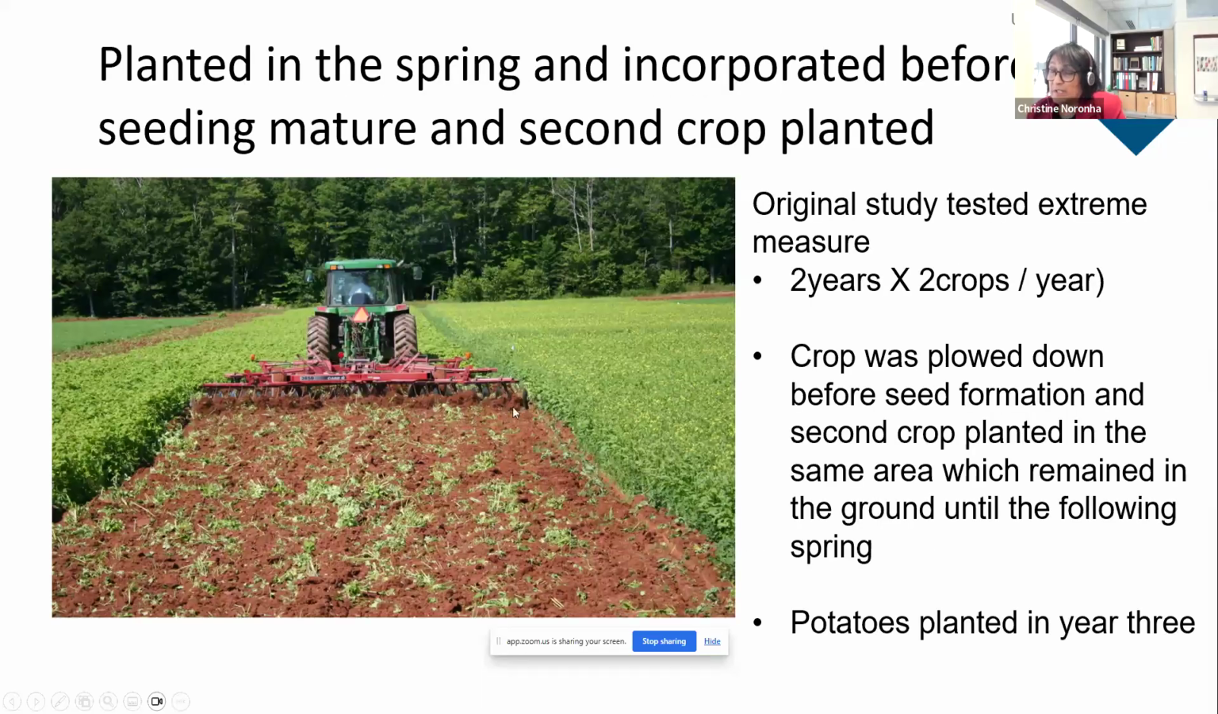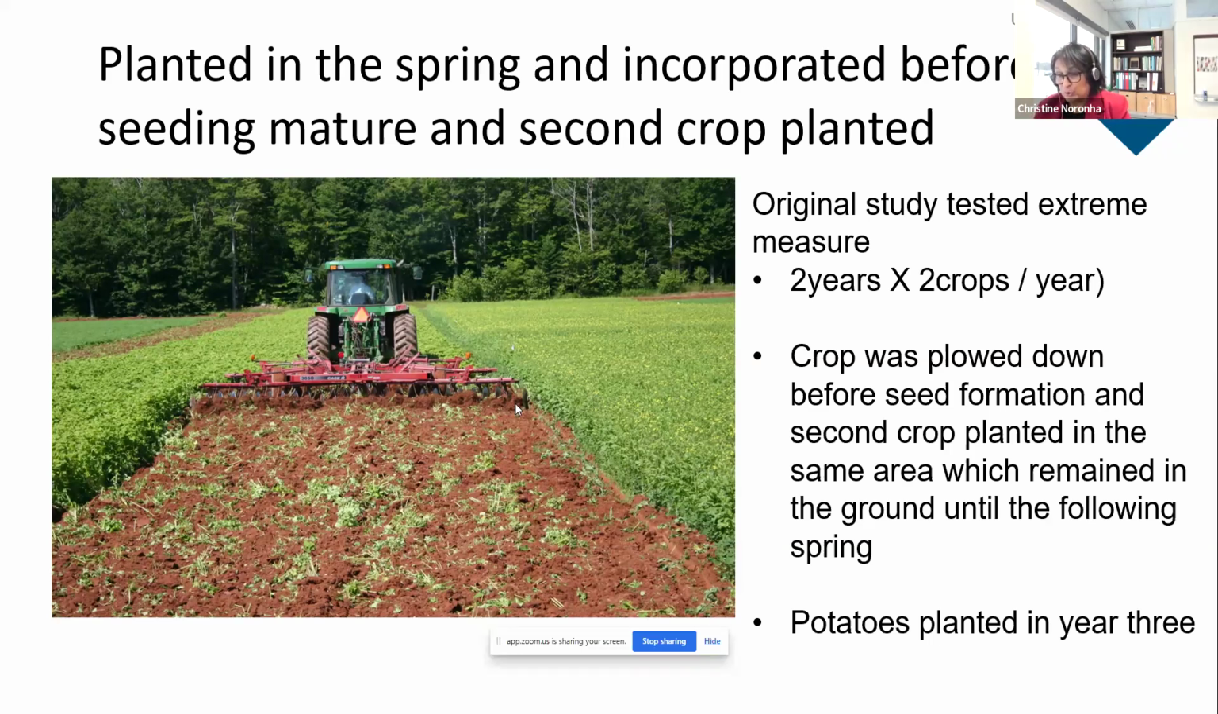So we were in a situation where there weren't many tools in the toolbox. So we used an extreme measure. And this extreme measure was having 2 years of the rotation crop and 2 crops per year. So there were some reasons why we did this.